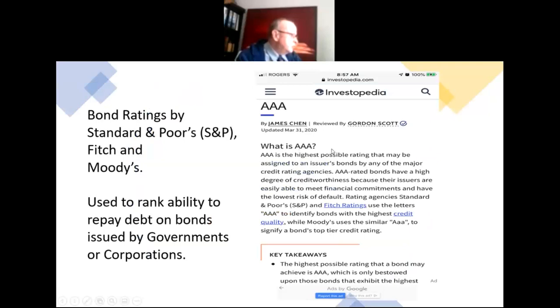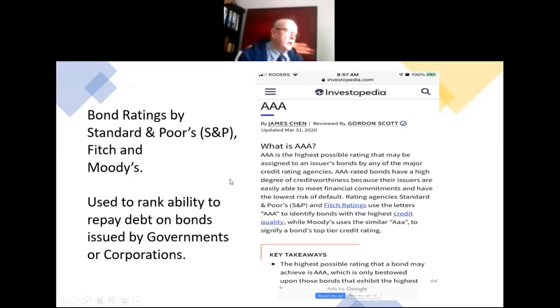We also studied what are bond ratings. There are 2 companies, Standard & Poor's and Fitch and Moody's. Those companies rank governments and corporations based on the ability of that entity to pay back debt.